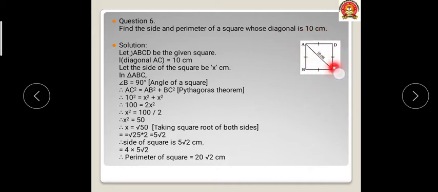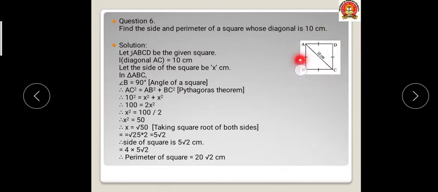Students, in the diagram ABCD is a square where AC is a diagonal of the square having a length of 10 cm. We have to find out the side of the square. For the perimeter, what do we want? Side. So side and perimeter, all of you know. Now we have to find out the side.